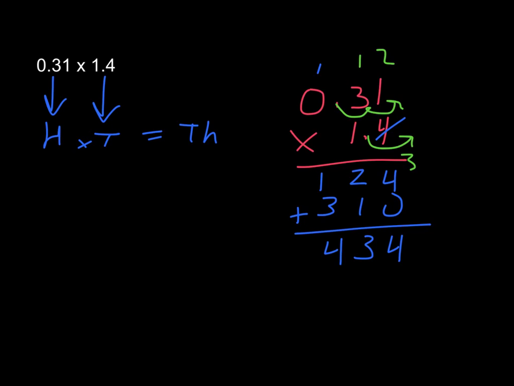Now when I look at my product down at the bottom, 434, I need to move that decimal back in. And since I've moved it out 3 times, I need to move it back in 3 times, and I'll see that I have 0 and 434 thousandths, which lines up with, remember, I needed those thousandths.